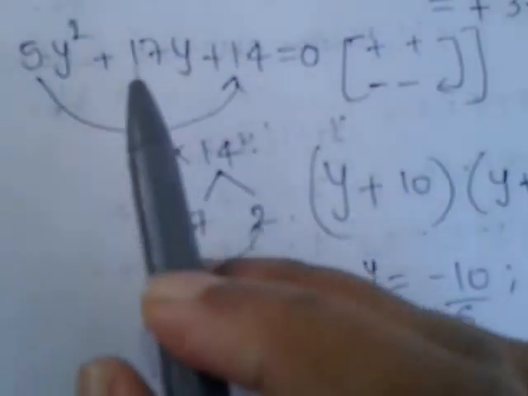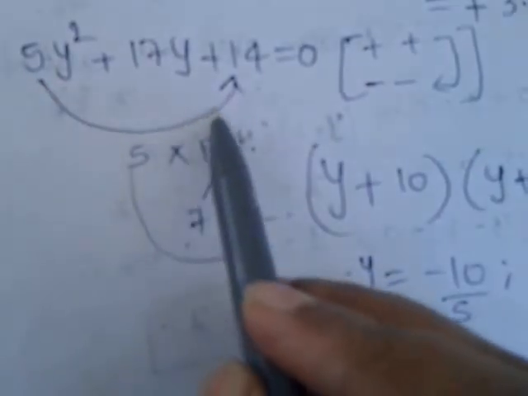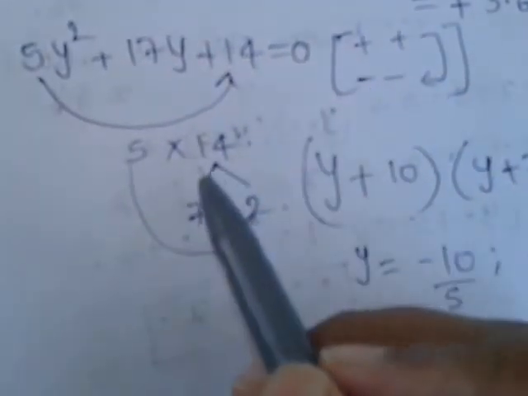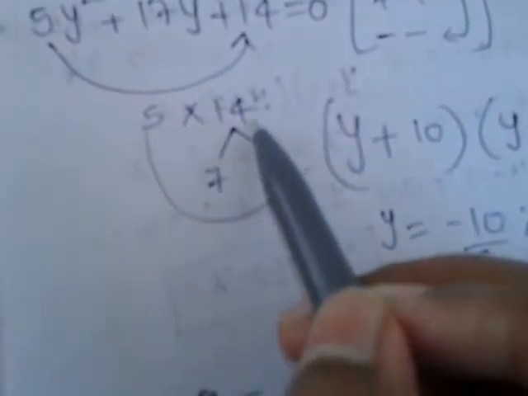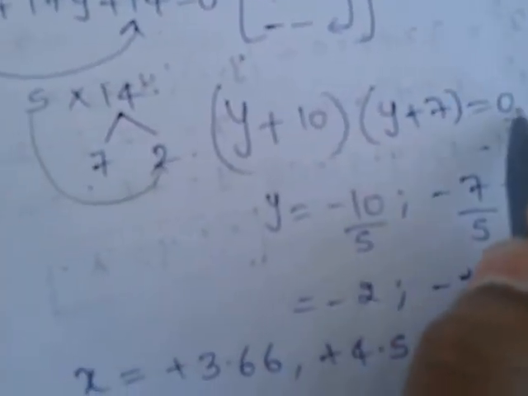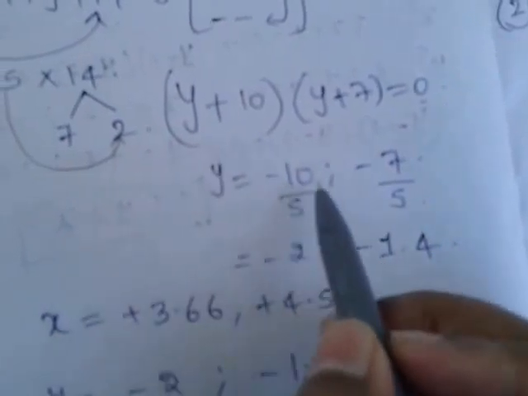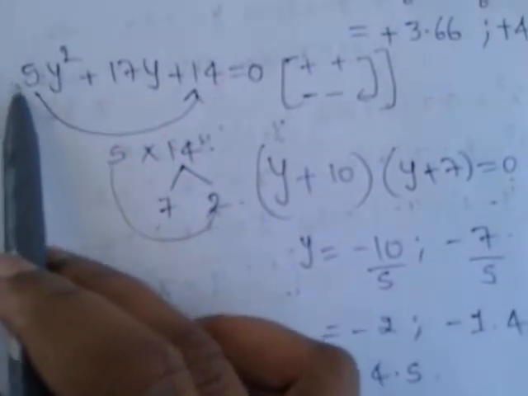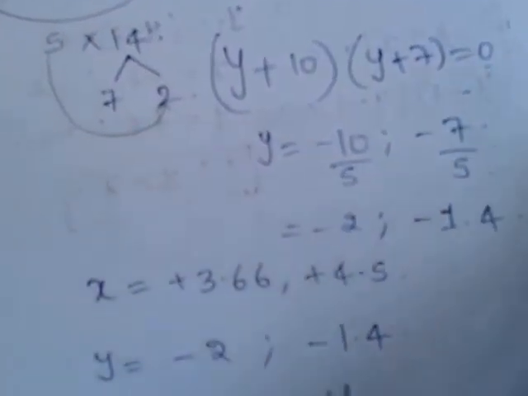See, 5y square plus 17y plus 14 is equal to 0. As I have told you how to find this, usually we will multiply. Here you don't have to multiply, you will have very less time in your prelims exam. So 5 into 14, for this 14, 7 into 2 are the factors, so you make the combination. 5 into 2 which will give you 10, and 7, so 5y plus 10 into y plus 7 is equal to 0. So y is equal to minus 10 and minus 7. As you have the y multiplication factor 5, divided by 5 you will get the roots as minus 2 and minus 1.4.